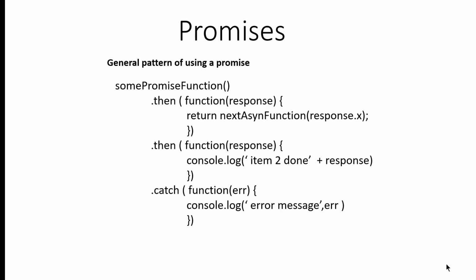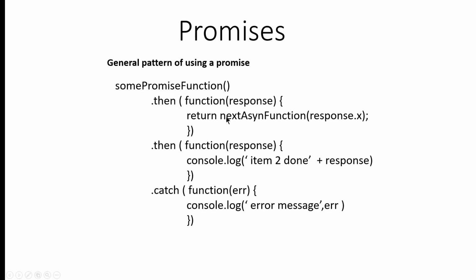So let's look at the general pattern of using a promise. Here we see a function called SumPromise function that demonstrates the chaining together of a number of promises. Each will be resolved before moving to the next then. So we have our first function here that is going to return a promise. So when it has returned, some result will come back.